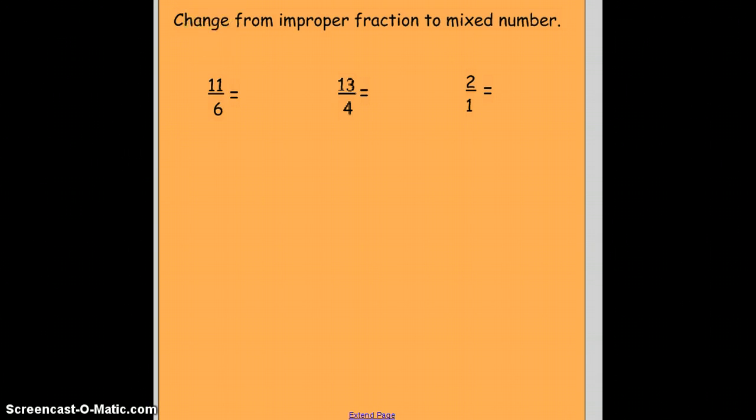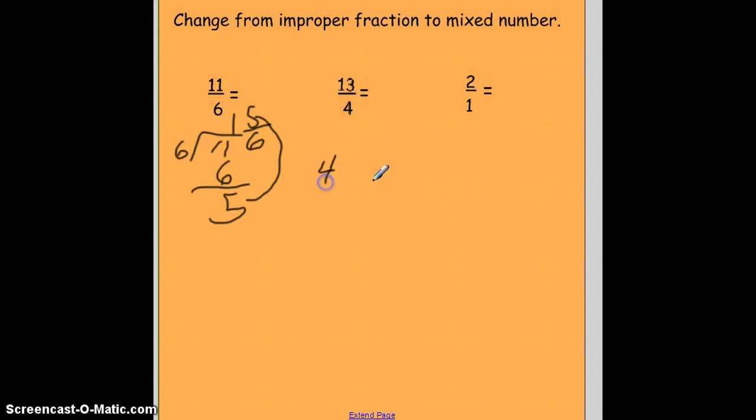So if we take, let's get a pen, we take 6 and we divide it into 11. Okay, it goes one time, and 11 minus 6 gives us 5. Now, we bring our 5 up. It is what's left over, so it goes over the denominator. So our answer is 1 5/6. Okay, here we have 13/4.